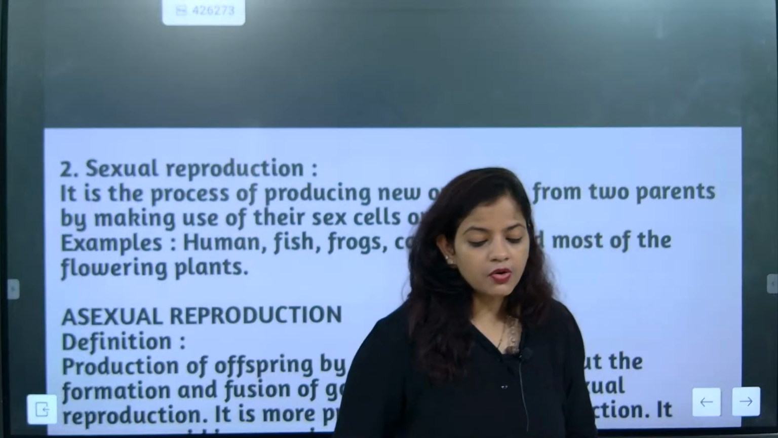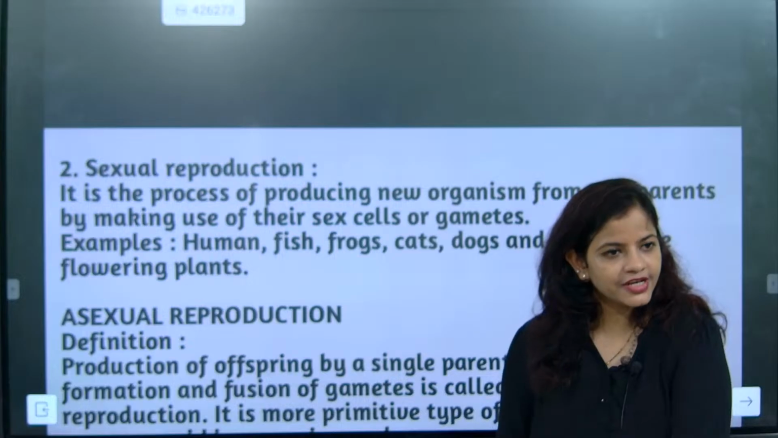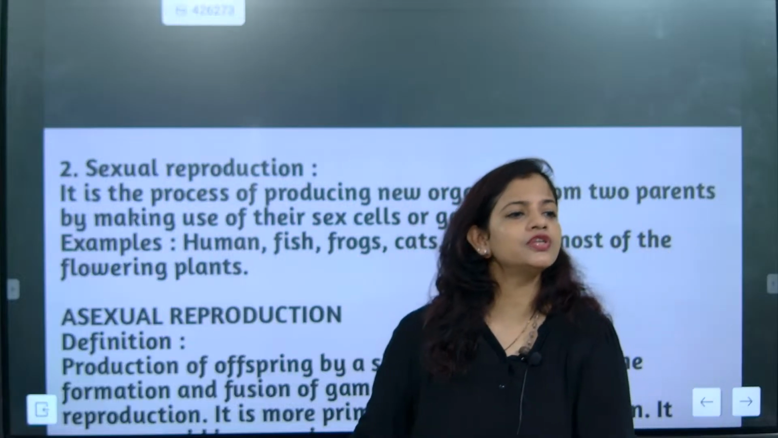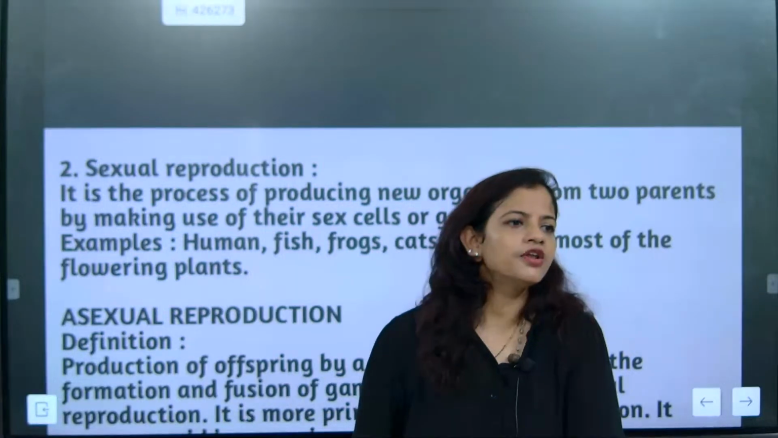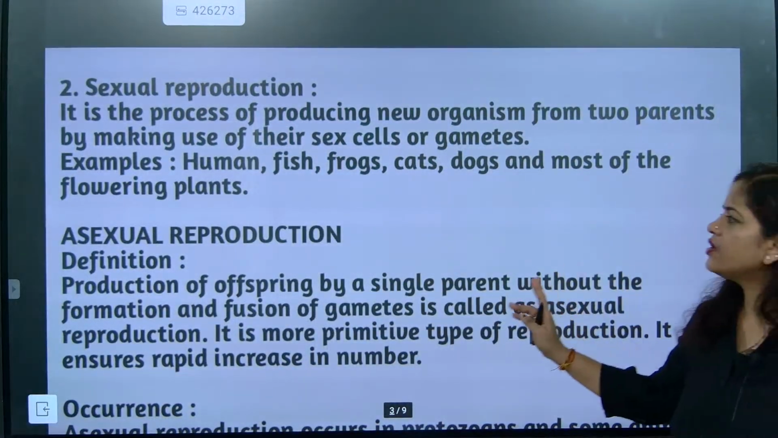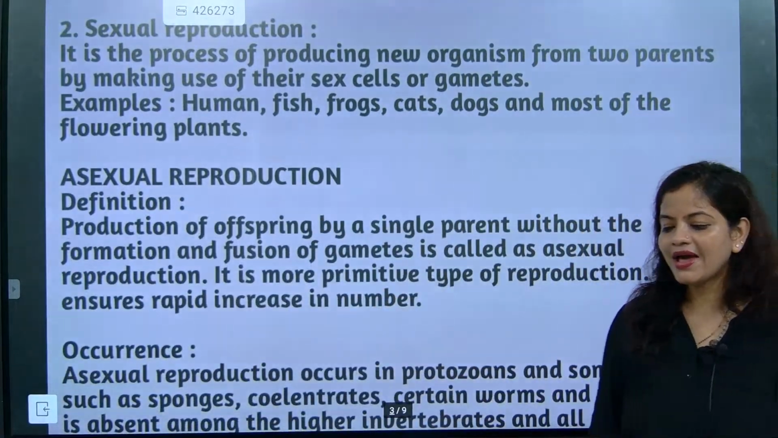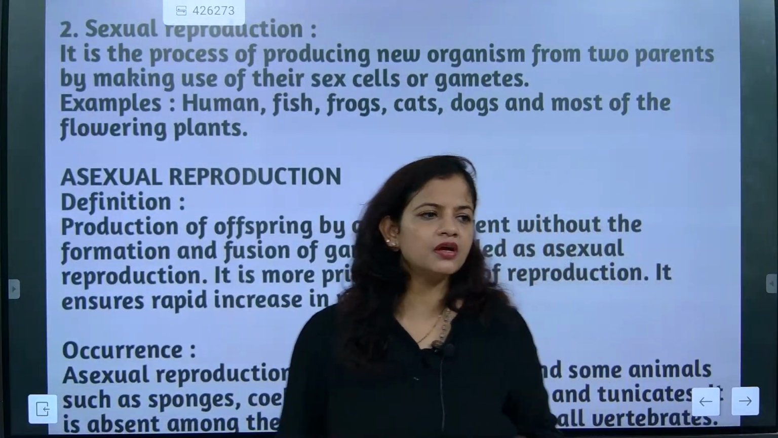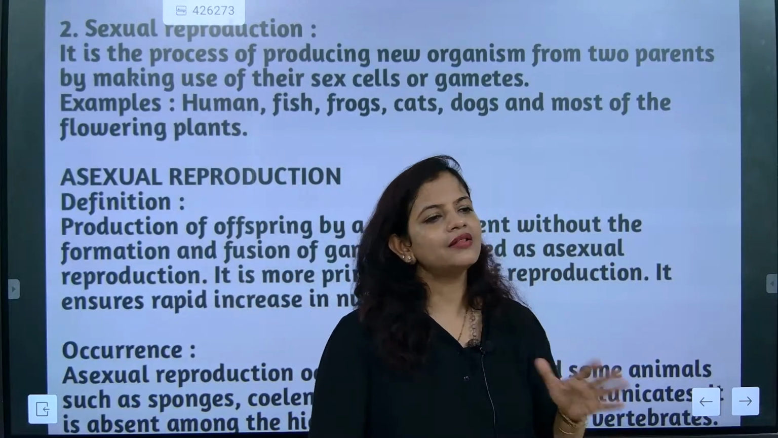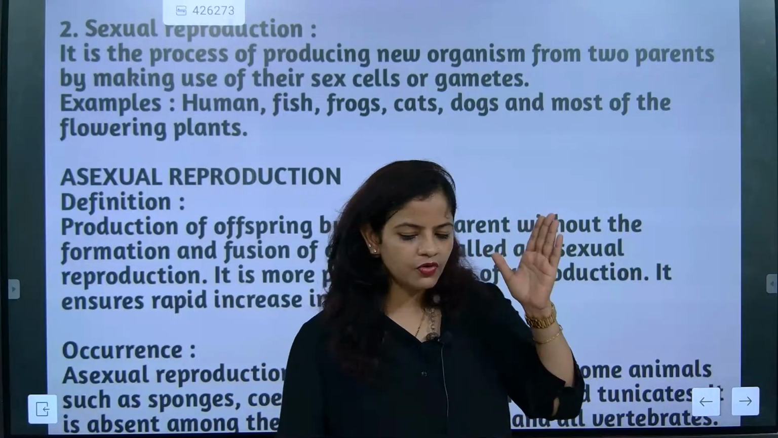Understood or not? Now we will first go for asexual reproduction, the types of asexual reproduction and everything associated with it. In asexual reproduction we are going to understand the definition. First, how many parents are there for asexual reproduction? Beta, one single parent. What are they called? Parent. Okay, now we will go to the next part.